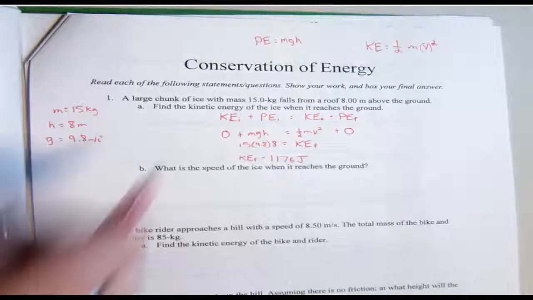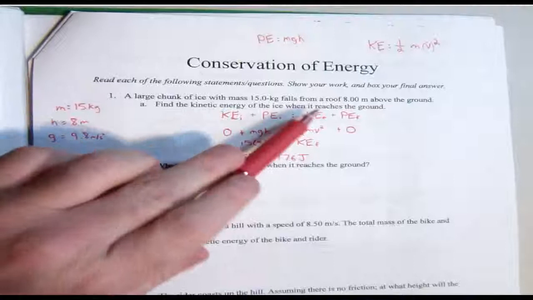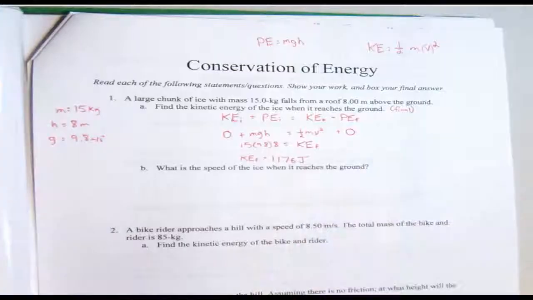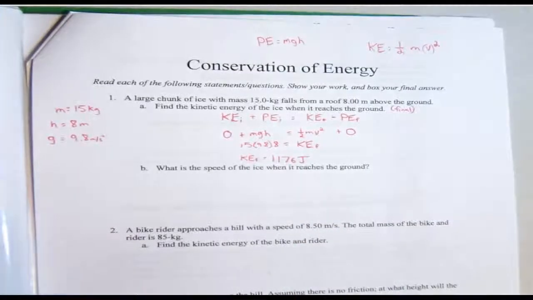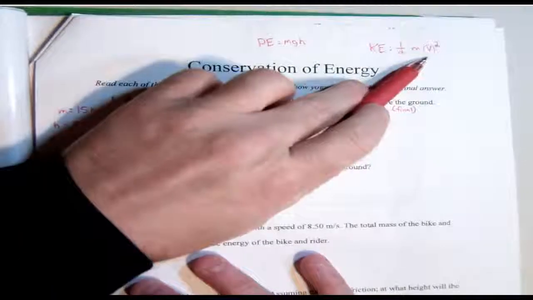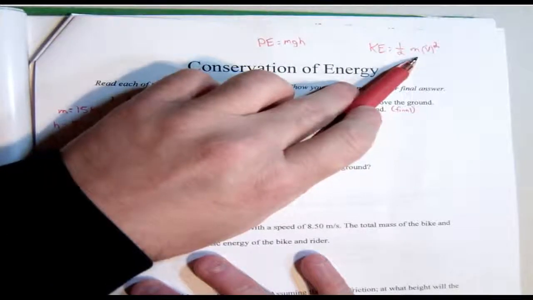Now, what they asked for is the kinetic energy when it reaches the ground, which means they're talking about the final, right? Not the initial. Because if it was the initial, it would just be 0. Okay, so let's look at B. What is the speed of the ice when it reaches the ground? So first off, let's just look at our formulas. Let's look at the top. There's no speed in this one, no velocity, but there is in this one. So you already know you're using this formula, right?